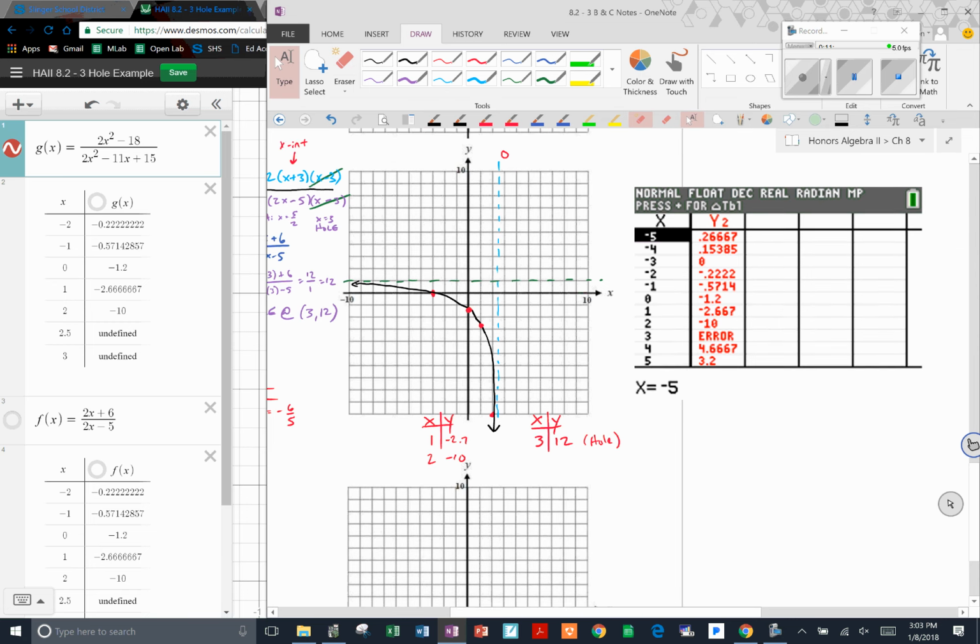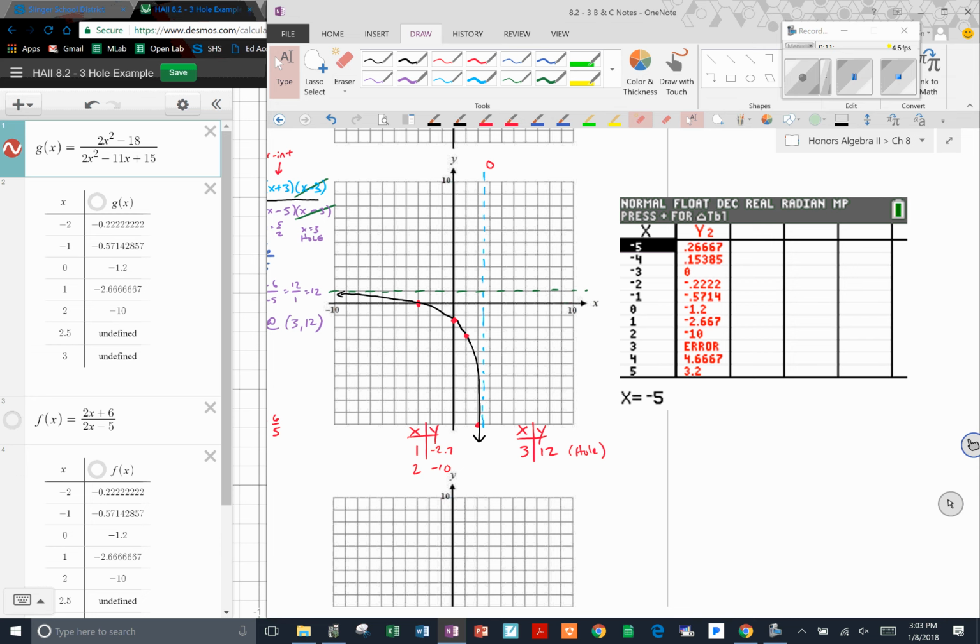Okay, now we're going to focus on the right side of the asymptote. We already have that 3, 1/2, that hole. Let's get a couple more points over there. How about putting in 4 and 5 to see what happens? When we put in 4, we get 4.7 right there. And when we put in 5, we get 3.2. There's 4: 1, 2, 3, 4.7. And 5, 3.2. About there. And we could put in a few more, but this I think is pretty good.